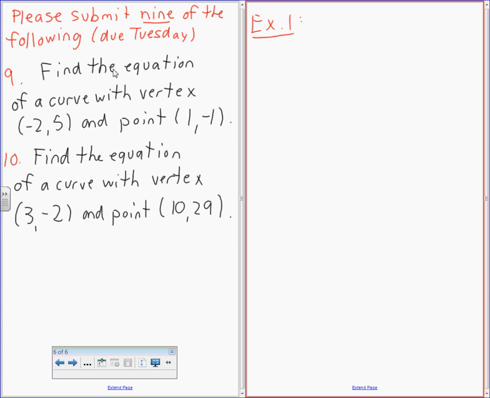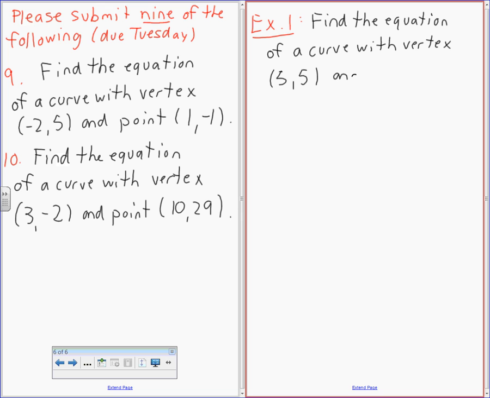Find the equation of the curve. These are all potential test questions. With vertex (5, 5) and point (8, 1).